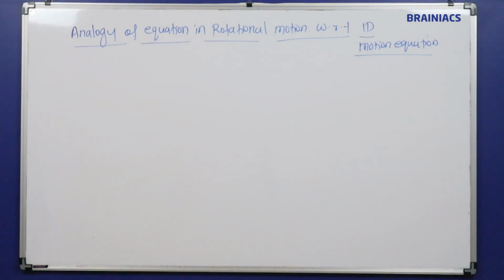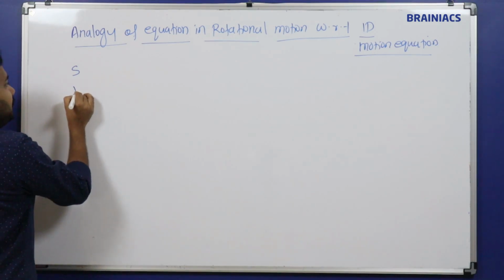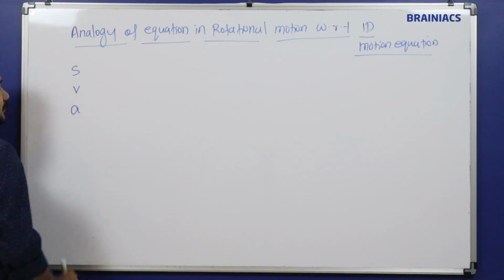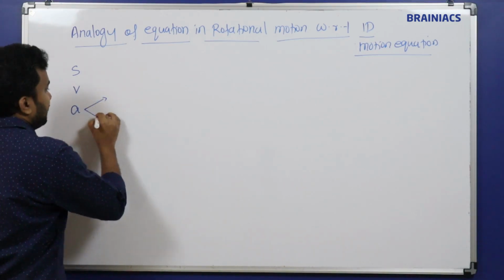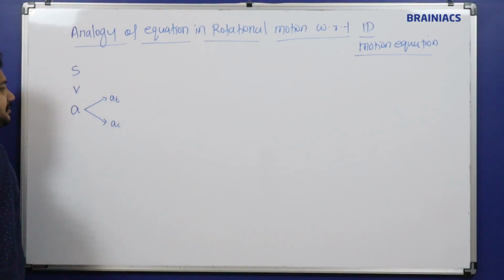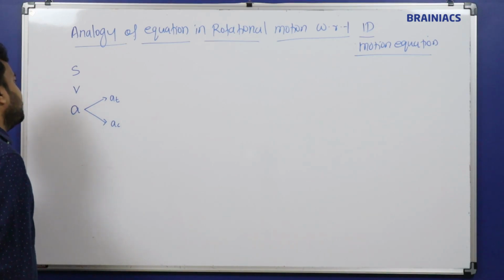In one dimensional motion we have a lot of parameters. We know displacement, we know velocity, and we know acceleration. We actually have two types of acceleration that we will see a bit later, AT and AC, tangential acceleration and centripetal acceleration.